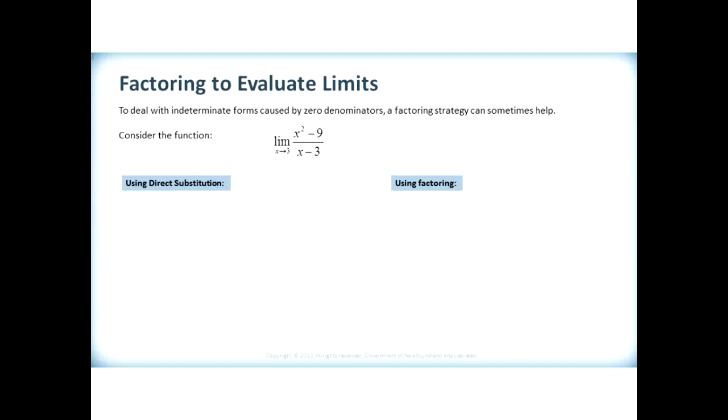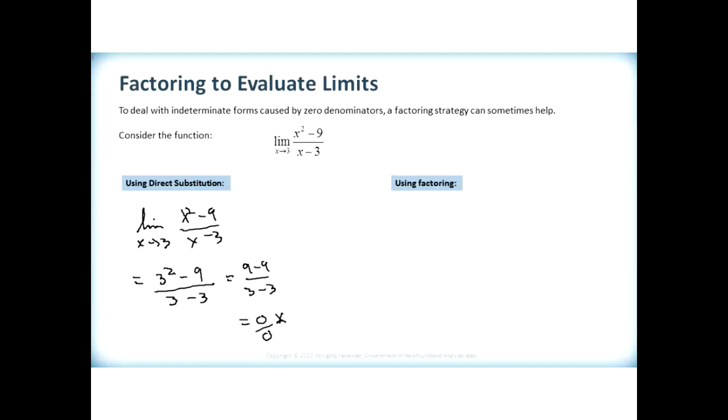If we try direct substitution on the limit as x approaches 3 of x squared minus 9 over x minus 3, we have 3 squared minus 9 over 3 minus 3, which is 9 minus 9 over 3 minus 3, and that is 0 over 0, which is indeterminate. So we cannot evaluate that limit right there. We have to try something else to see if we can get somewhere with this.